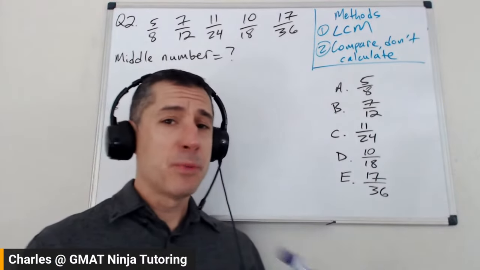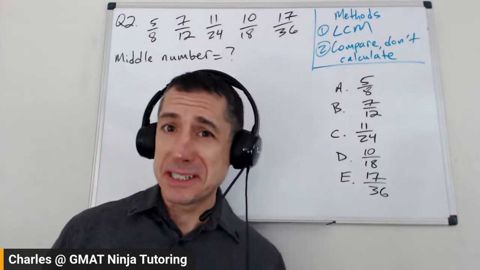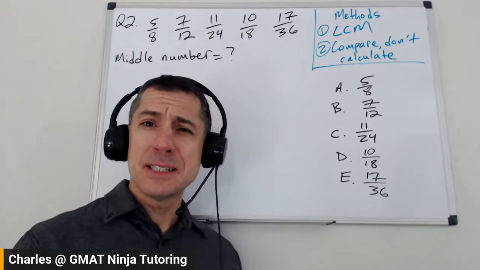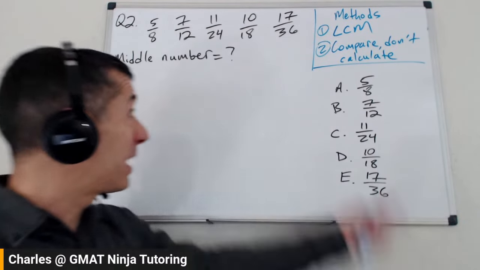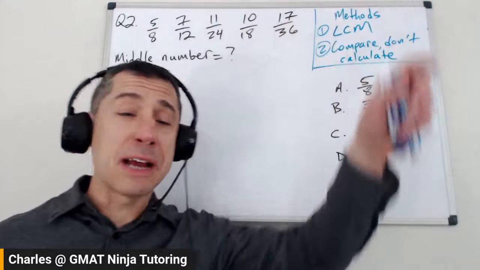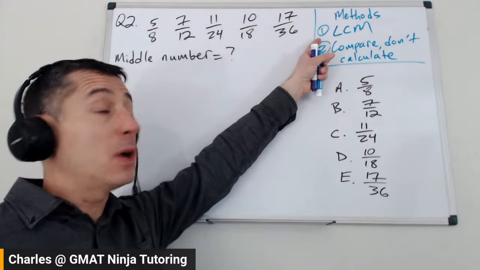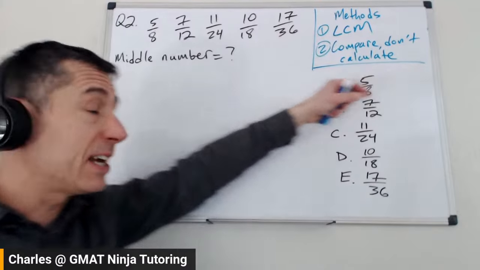Again, I know, broken record on this, GMAT's all about choices. So you might look at this. I get some people sometimes who say, hey, I'll get the decimal equivalents. That sounds terrible, right? Do you really want to divide 17 by 36? Most people discard that right away. What I do see a lot of is, hey, let's get a least common multiple. Or least common denominator, I should say here.